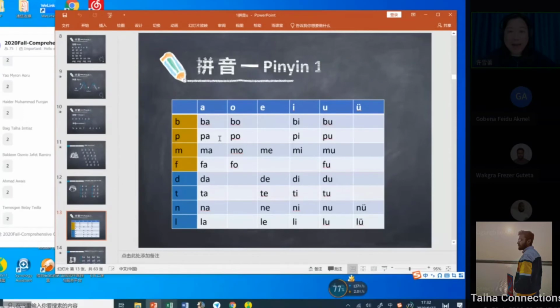Pa, pa, pa, pa. Ma, ma, ma, ma. Fa, fa, fa, fa. Da. Ta, ta, ta, ta. Na, na, na, na. La, la, la, la.